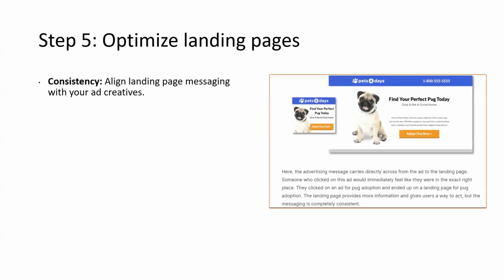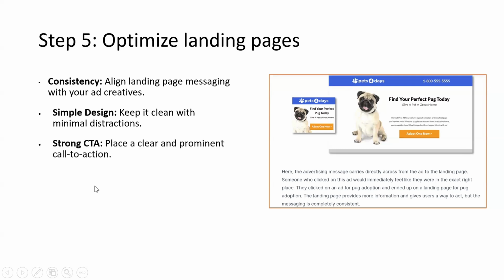Step number five is optimizing the landing page. The landing page has to be consistent with the ad that the user is actually witnessing. What kind of visual the ad had, it should match. The landing page should match the ad in those respects, and there should be a consistency. And aligning the landing page messaging with your ad creative is of paramount importance. And then it should be clean with minimal distractions. It should have a simple design. There should be a strong CTA in place.